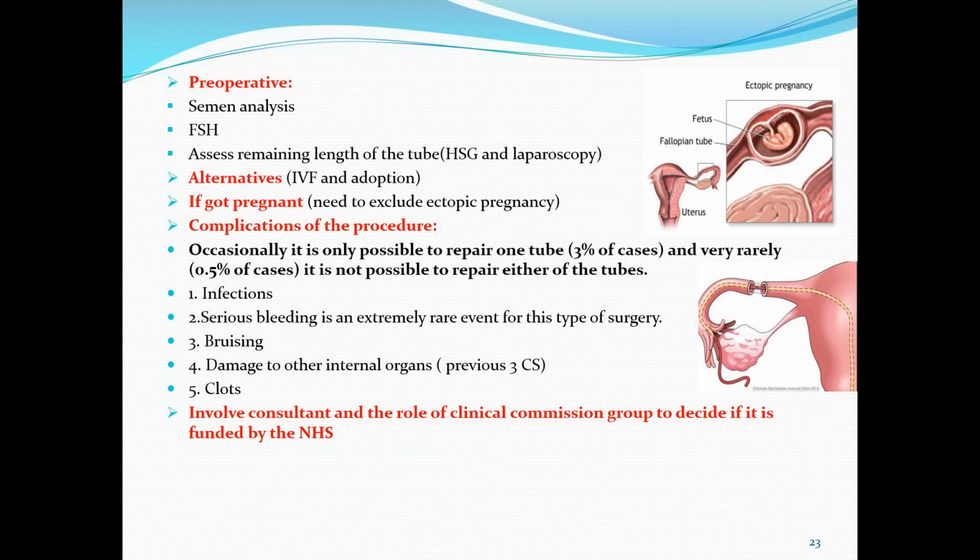Coming to the complications of the procedure, tell her that occasionally it's not possible to repair one tube. In 3% of cases, they can repair only one tube, and very rarely it's not possible to repair either of the tubes. Besides that, there are the risks of any surgery like infection, serious bleeding, especially as she had a previous cesarean, risk of clots, shoulder pain, damage to the internal organs, and history of clot. Don't forget to involve the consultant and to mention the role of the clinical commissioning group in deciding if it's funded by the NHS or not.